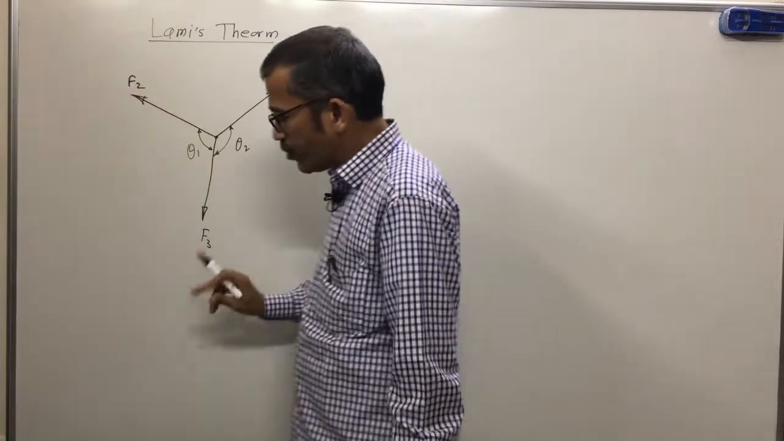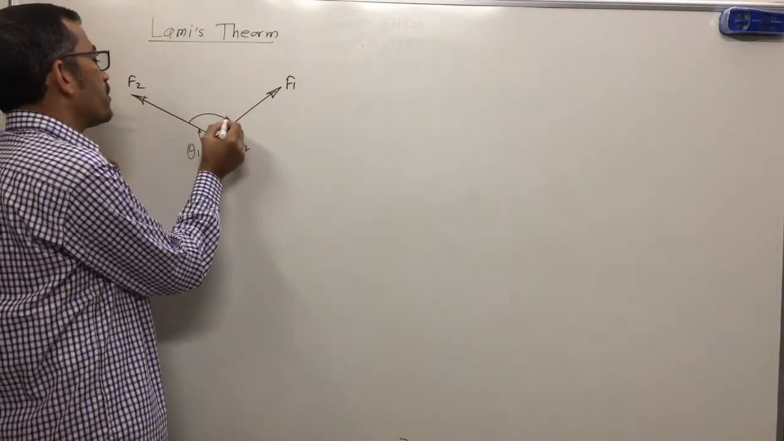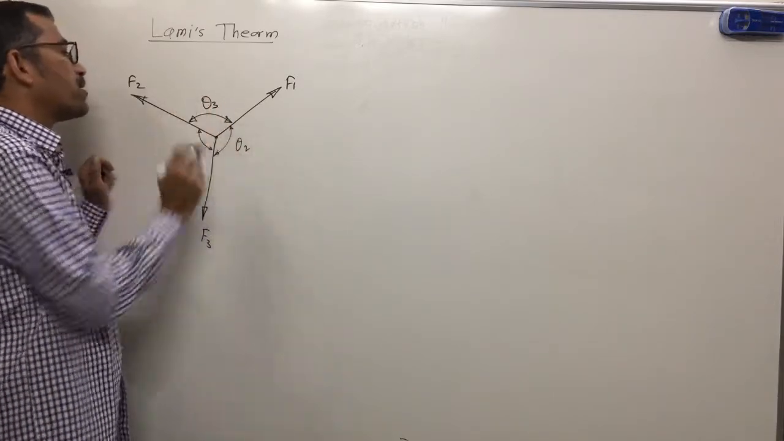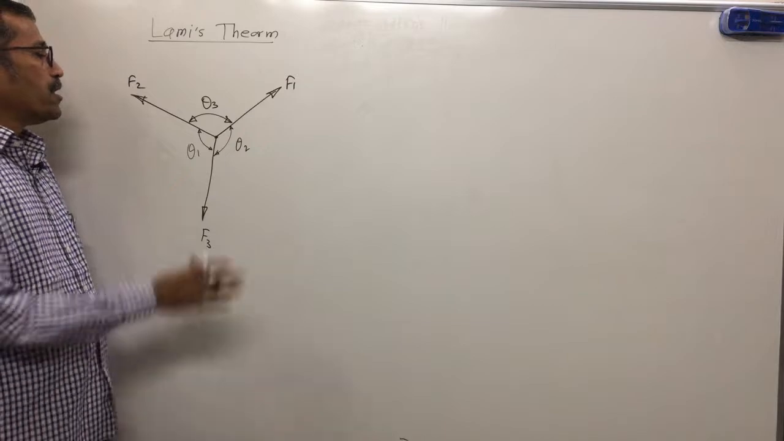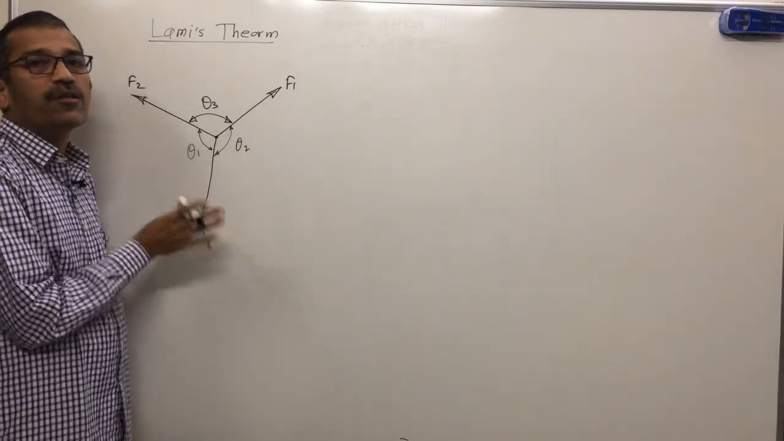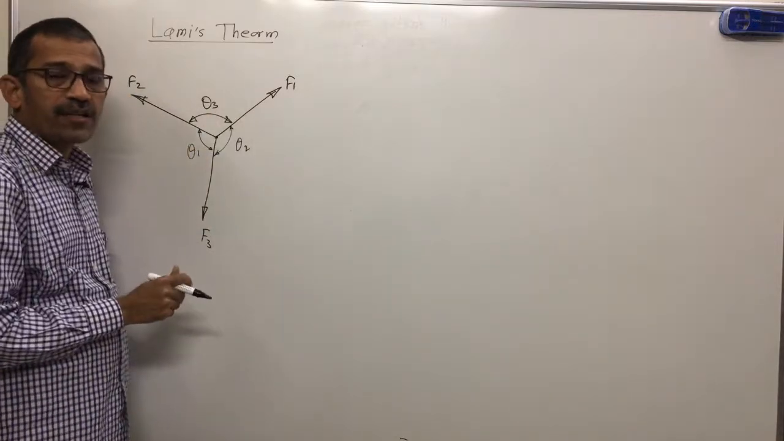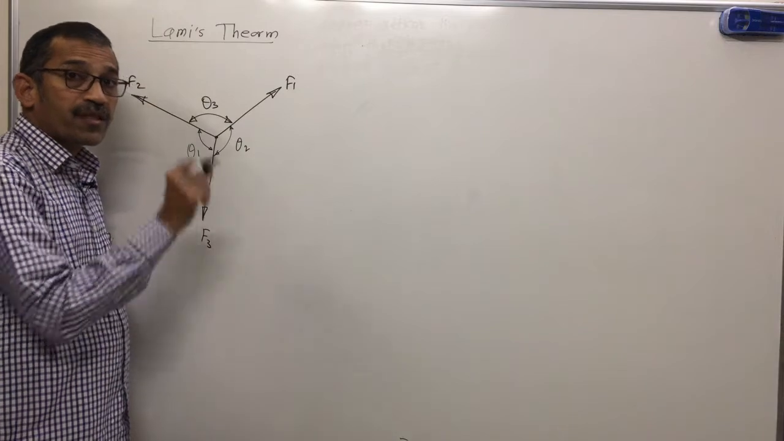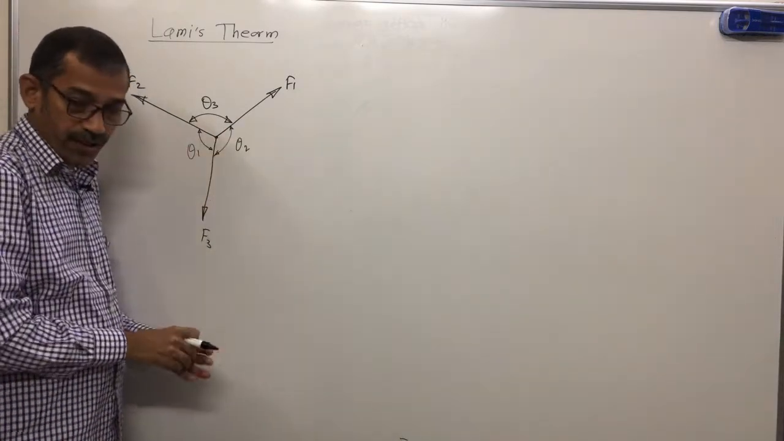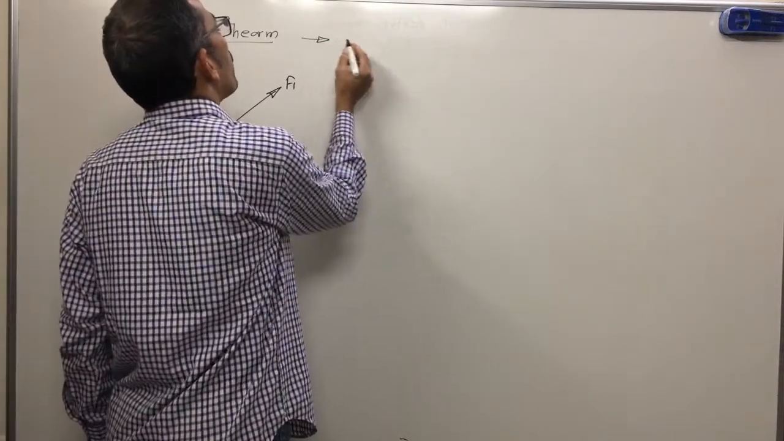And force F3 is directly proportional to the sine of the angle between the remaining two forces. Say this angle is theta 3. F3 is directly proportional to sine theta 3. Whenever any body remains in equilibrium under the action of three forces, then all these three forces are directly proportional to the sine of the angle between the remaining two forces. Clear?